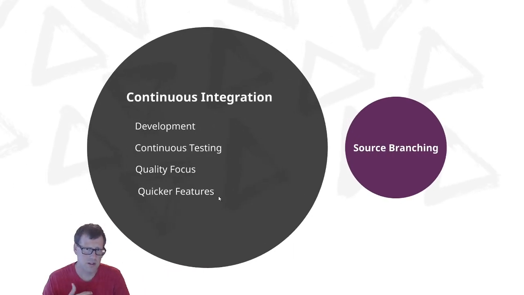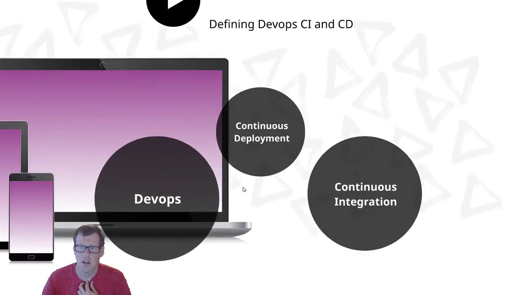And really, you get your continuous integration. Once you have your branching structure right, you can start running tests with other CI tools that kick off testing. You can do quality scans, and the real goal is just faster features.